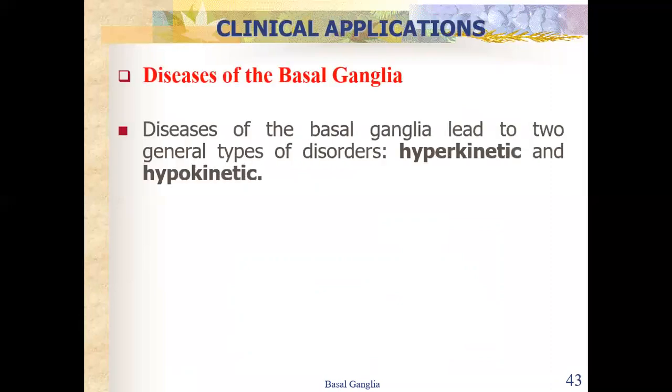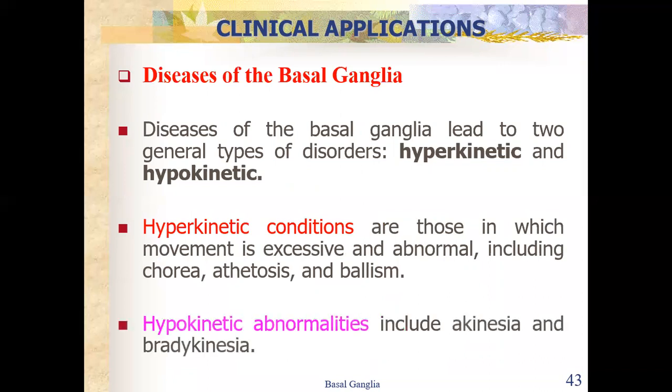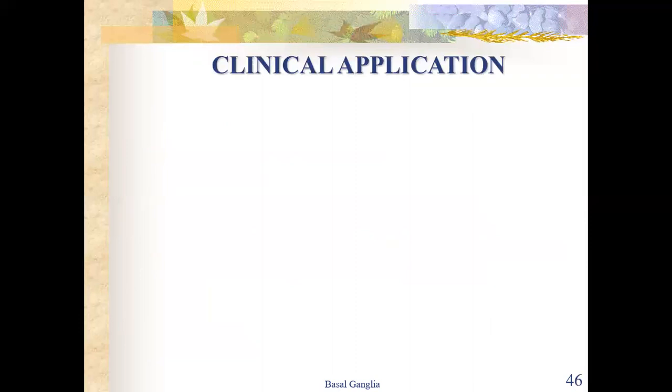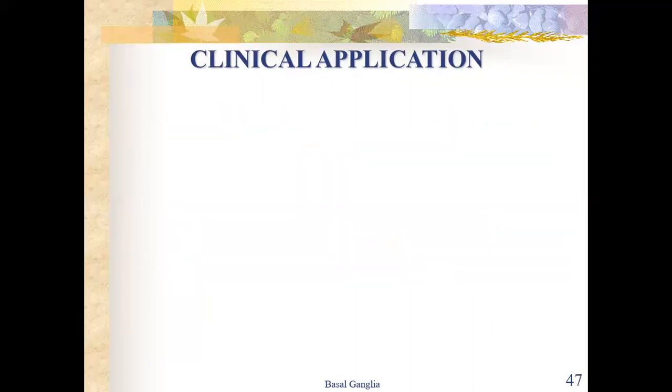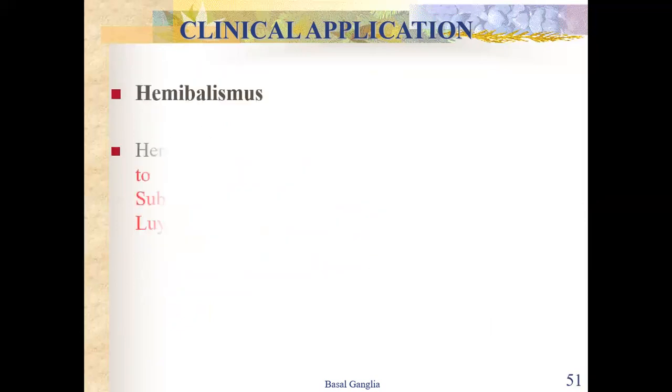So that took us to hyperkinetic and hypokinetic features of diseases of the basal ganglia. When there is a dysfunction in any of those three biochemical pathways, there will be features of hyperkinetic and hypokinetic disorders. Hyperkinetic conditions are those in which the movement is excessive and abnormal, including chorea, athetosis, and ballismus, which we explained yesterday. Hypokinetic abnormalities include akinesia and bradykinesia, slowness in movement, and difficulty in executing voluntary movement. So we saw all of them in the previous session that we had.